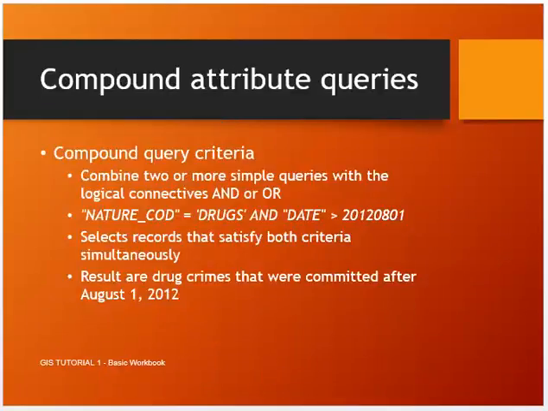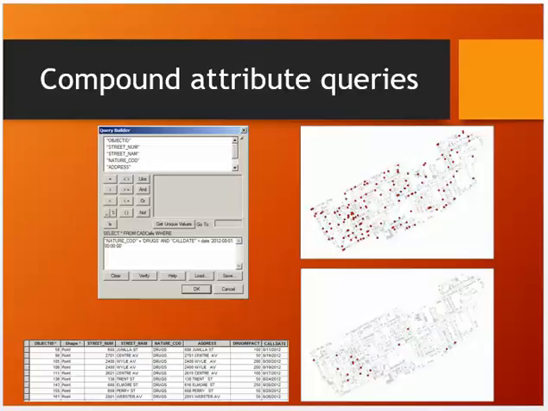Okay, you can also combine queries. You can use AND or OR. So we have nature code equals drugs and date greater than 2012-08-01. That will select records that satisfy both criteria. If you were to change that AND to OR, then you'd get all the drugs and everything that was after August 1st of 2012. Okay.